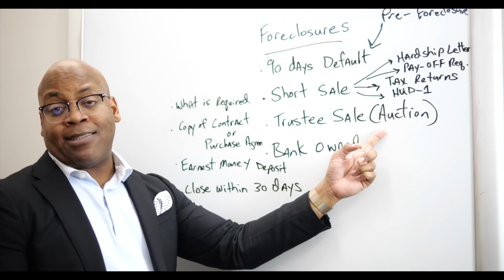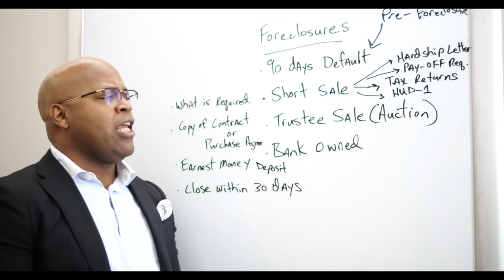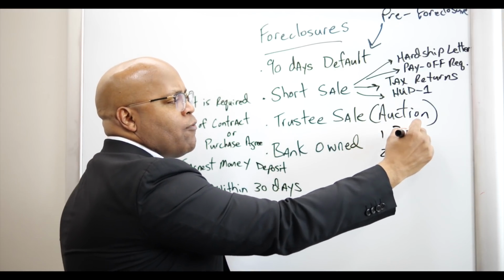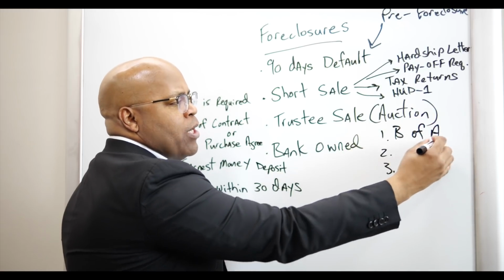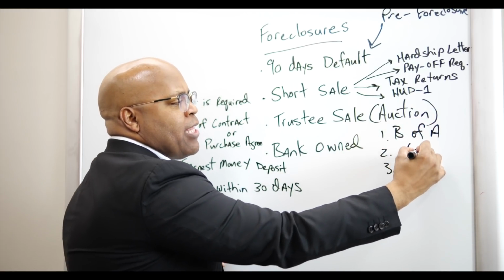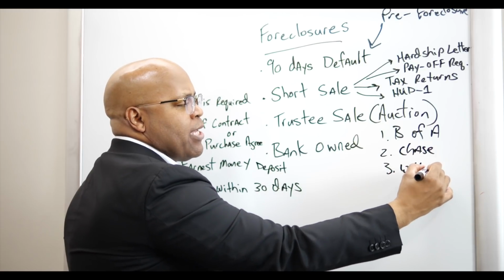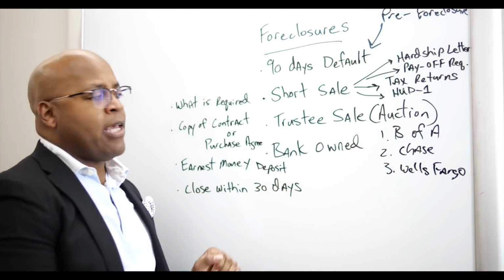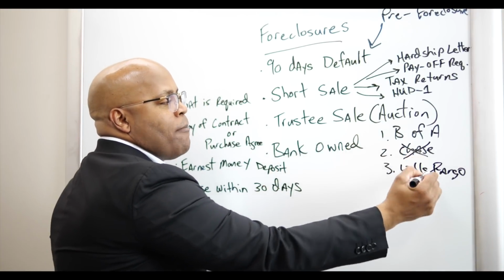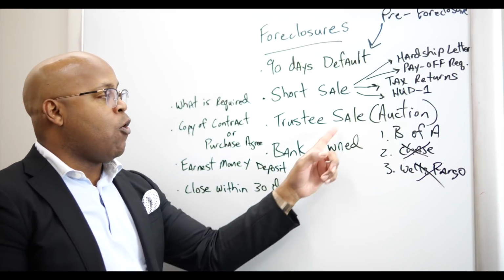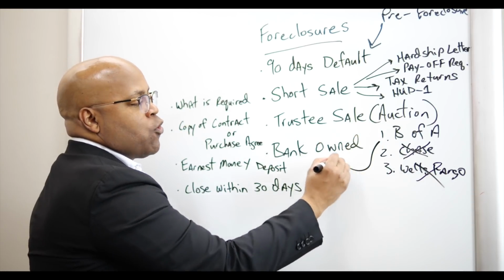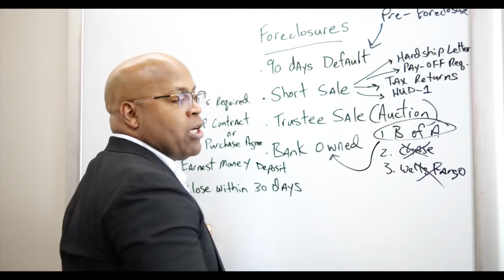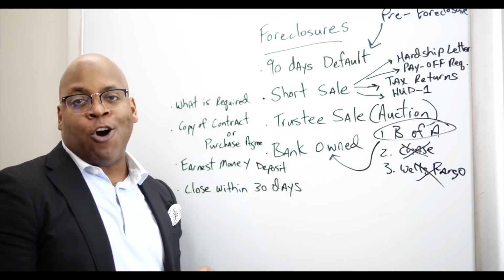So with the trustee sale, remember, this is an auction, and remember I said that you can have 3 lenders, right? If you can recall, my analogy was Bank of America, then I think we said Chase, and then Wells Fargo. So after the trustee sale, these lenders automatically drop off. That's the reason why it's called bank owned, because only Bank of America now owns the property.